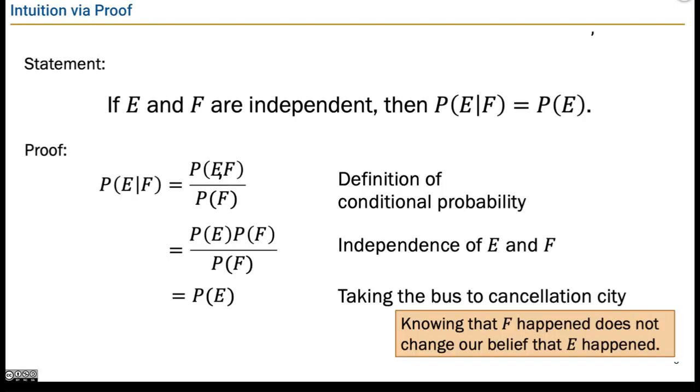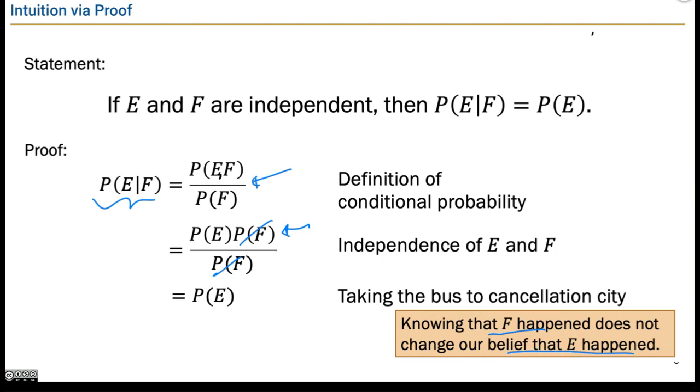Let's see where that second definition comes from. So again, here's my definition of conditional probability. But if I have independent events, the numerator can change into the product of these two, and I'll get cancellation with the probability of F in the denominator, leading us just to the probability of E. So again, knowing that F happened doesn't change our belief that E happened.